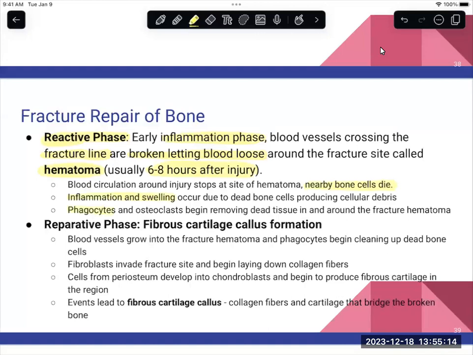Phagocytes, those immune cells, come in and ingest anything that shouldn't be in that area. And those osteoclasts are going to remove dead tissue and break down the fracture of the bone, depending on what happened to it. They're going to come in and get rid of it so we can lay down new bone. We get a reparative phase. We start with cartilage. So we get a cartilage callus.